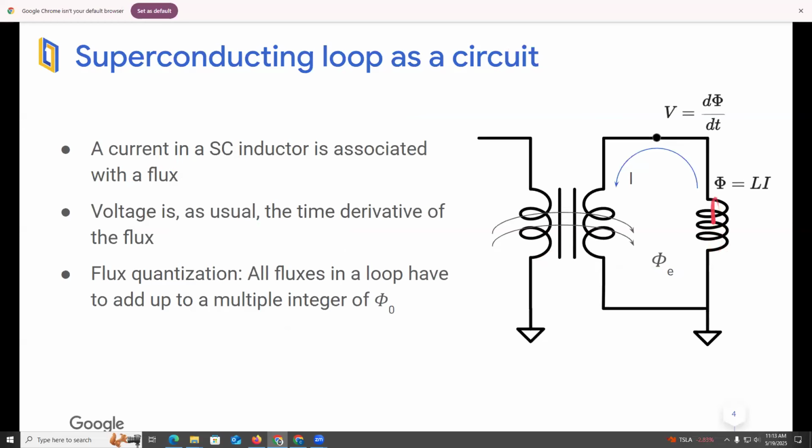So again, the current in a superconducting inductor is associated with the flux. We can bias it with external flux by passing current through the primary of this transformer. And the voltage, as usual, is the derivative of the flux, for example, at this node. Okay, and again, we have flux quantization. So the sum of all the fluxes from the inductance and from the external flux has to add up to an integer multiple of phi naught.